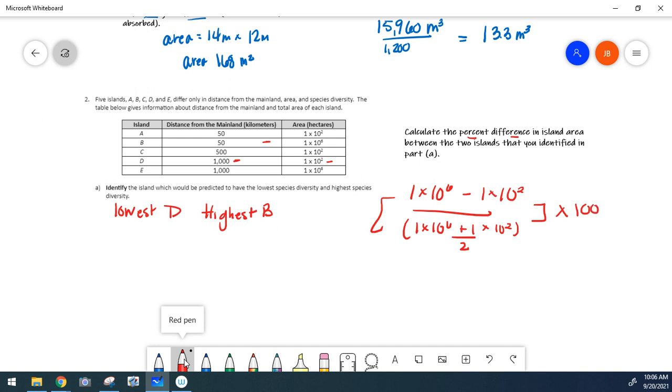So we're going to do the average on the bottom rather than the starting point. And that's because we're trying to get the percent difference in area. So we need to do the average for this one.